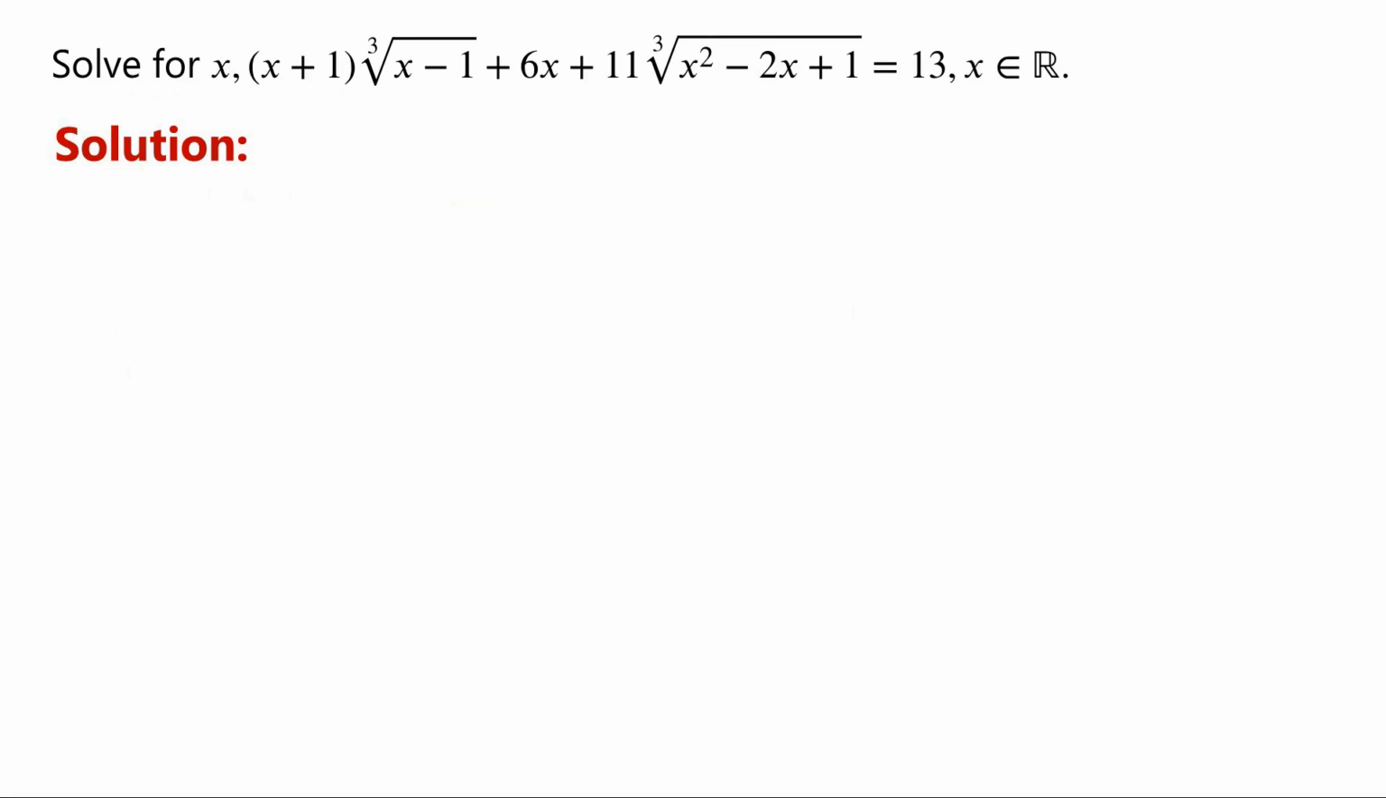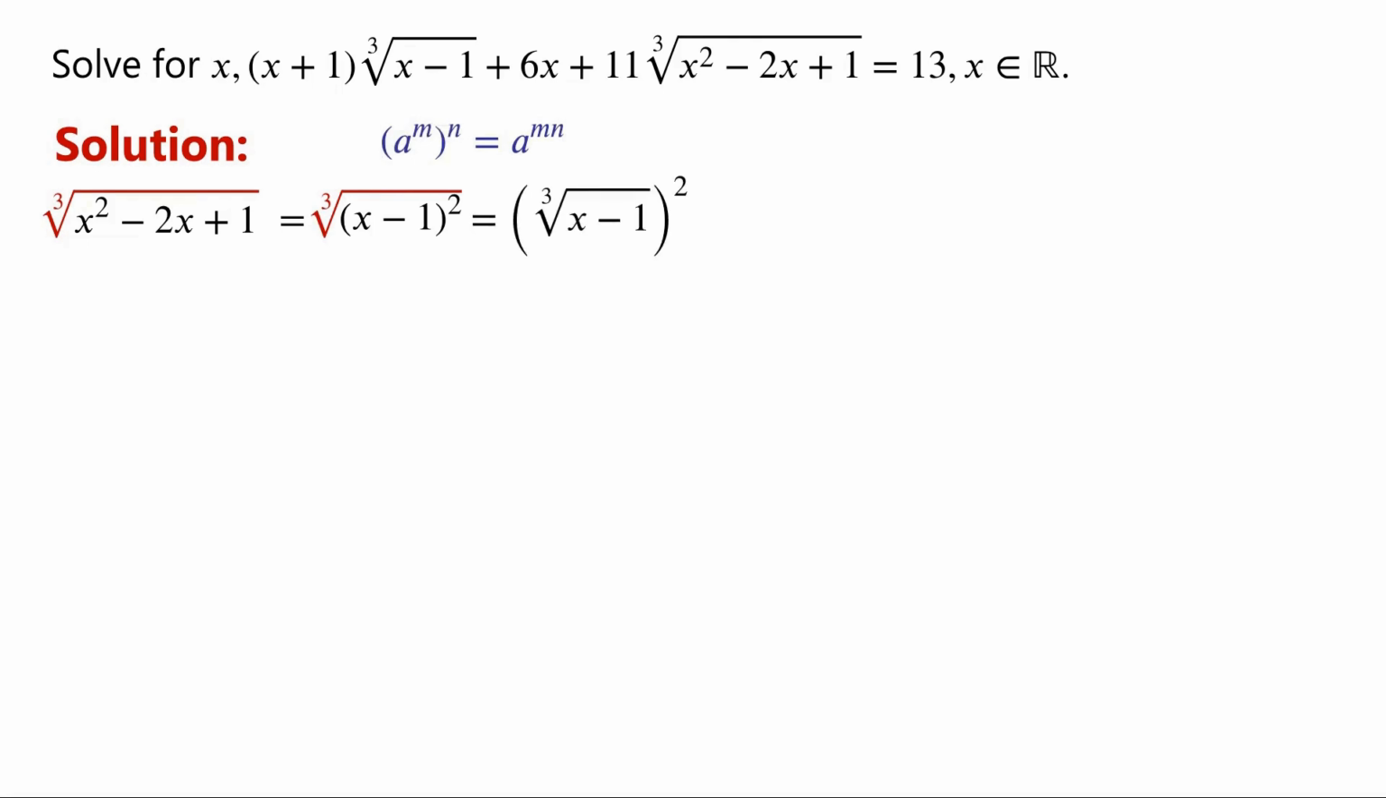We notice that there are two radicals in the equation. One radicand is x minus 1, another radicand is x squared minus 2x plus 1. X squared minus 2x plus 1 can be written as x minus 1 all squared. Take the cube root of both sides of the equation. We know that a to the power of m, all to the power of n, can be written as a to the power of mn. By applying this, the right-hand side of the equation can be written as the cube root of x minus 1, all squared. Now we let y equal the cube root of x minus 1.